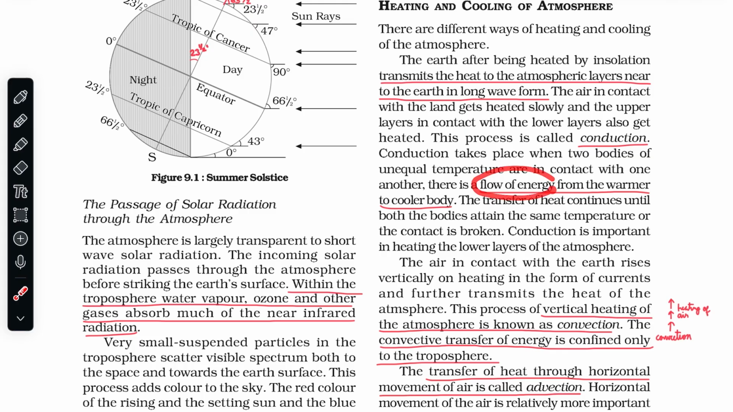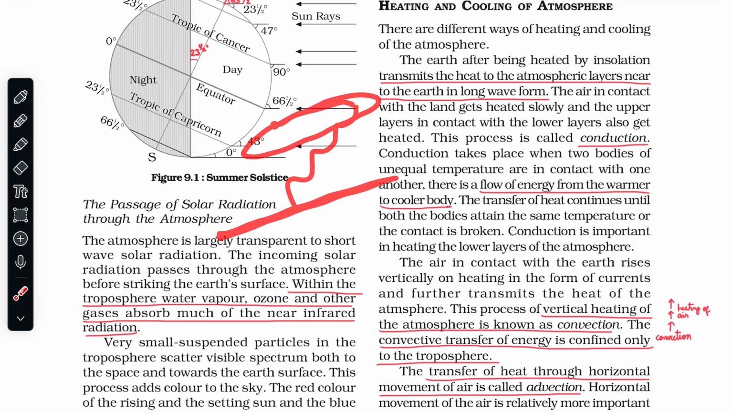There is a flow of energy from the warmer to the cooler. So, because of the long waveform heat transmitted by the Earth's surface, the air parcel near the surface gets heated, and the air parcel near to this air parcel 1, that is this one, this one is 2, so air parcel 2 also gets heated. This process is known as conduction. So here the energy is transferred from the warmer to the cooler surface.